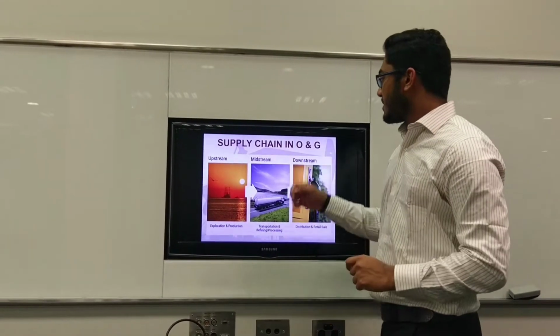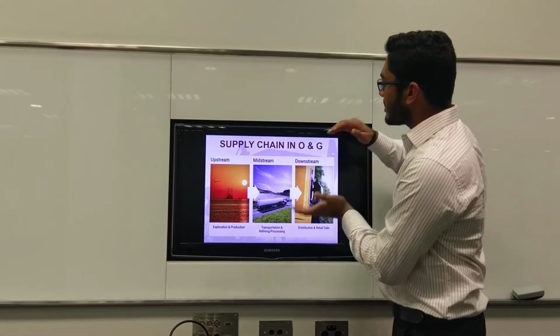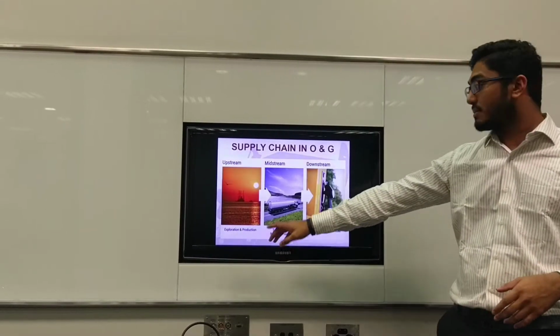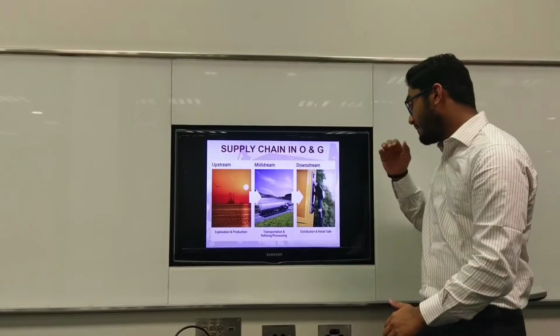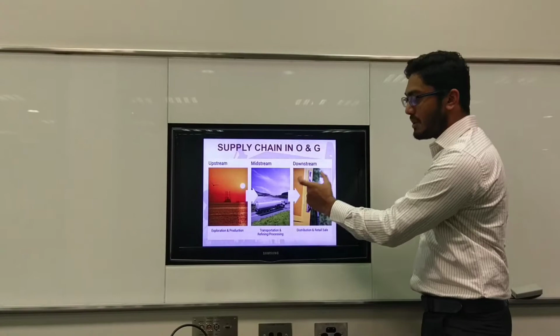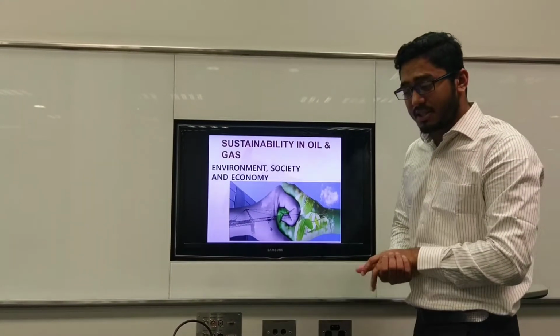Now, when we come to supply chain in oil and gas, we could see that oil and gas is divided into three: upstream, midstream, and downstream. Exploration and production comes in upstream, transportation comes in midstream, and distribution comes in the downstream. Supply chain aspect comes in the midstream and downstream. Now, coming to sustainability in oil and gas.